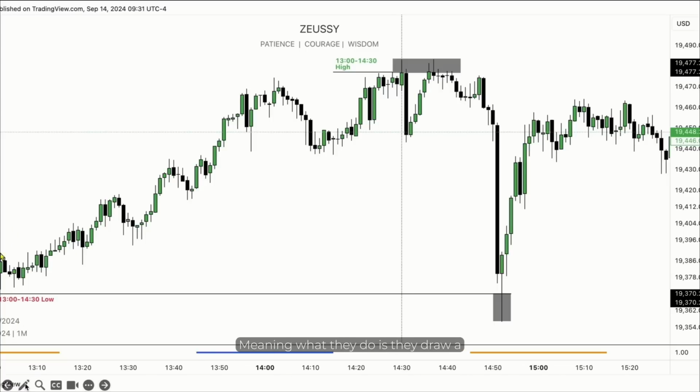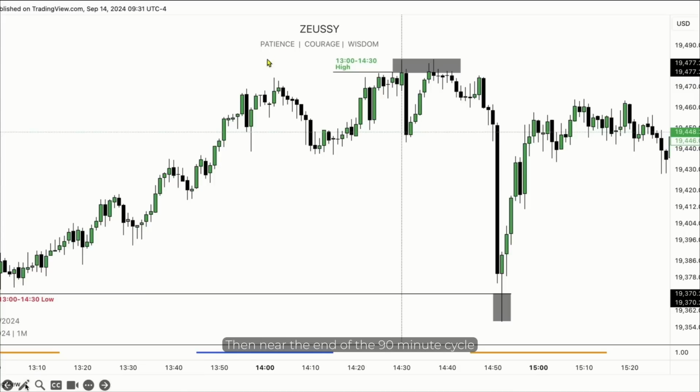Meaning what they do is they draw a diagonal trend line underneath these lows, and they extend that all the way to the right. What they then think is that they can just go long, market long, and place a stop loss below that trend line. That is engineered cells at liquidity, guys, and that's very important to understand.